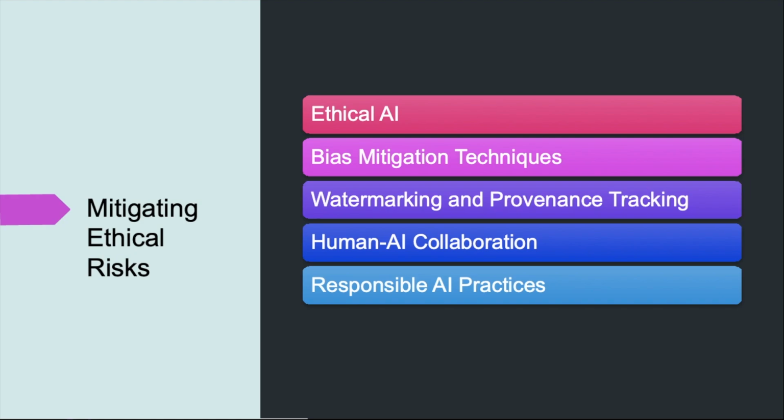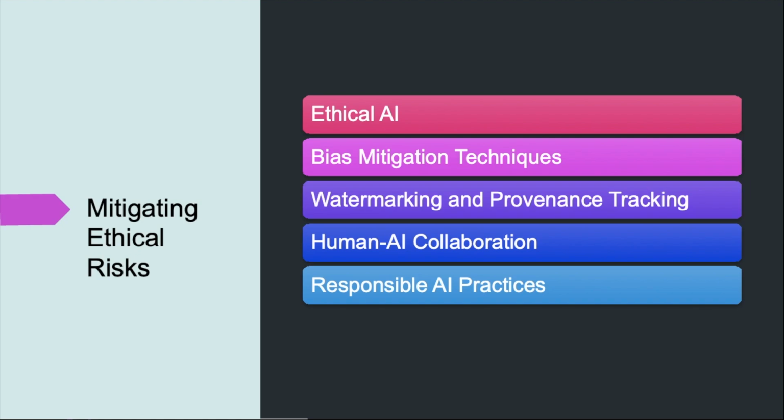Next, we have human-AI collaboration. Promoting human-AI collaboration, where humans and AI systems work together, can help mitigate risk and ensure human oversight and control. For instance, in the field of healthcare, AI systems can assist doctors in diagnosing disease, but the final decision-making remains with the human healthcare provider.